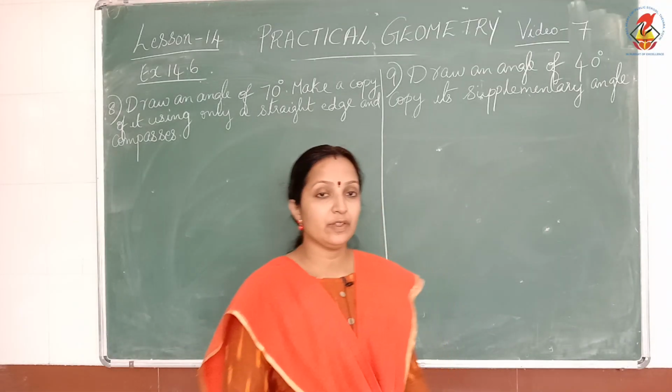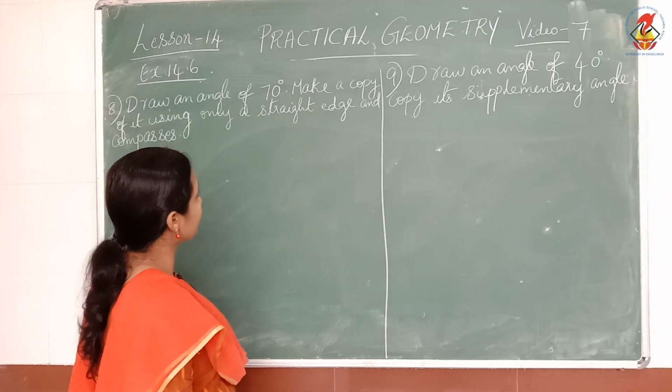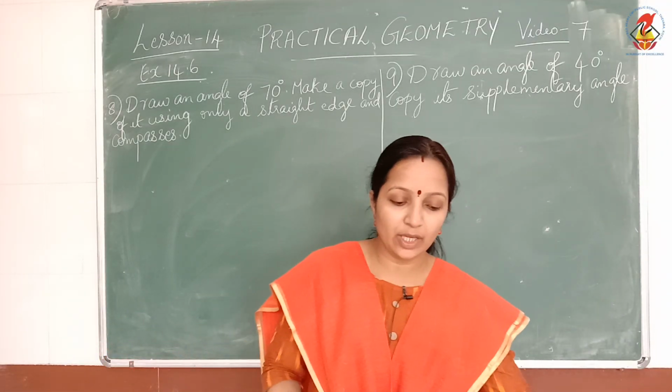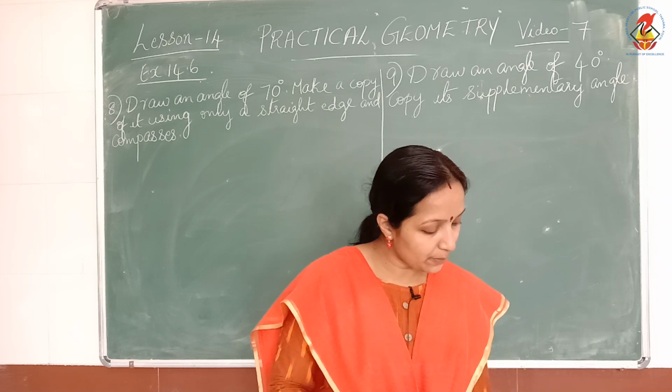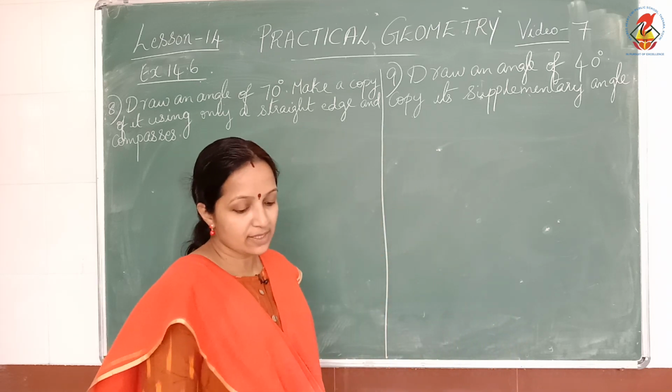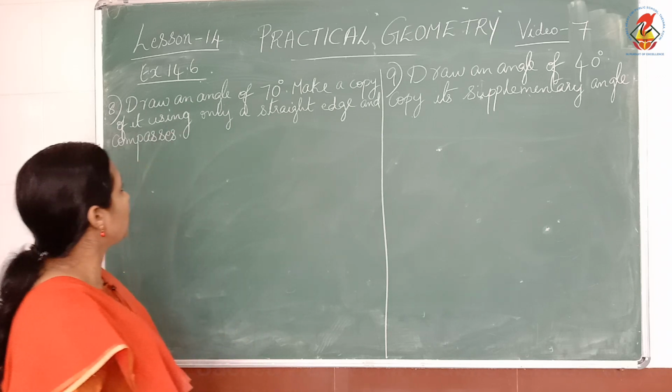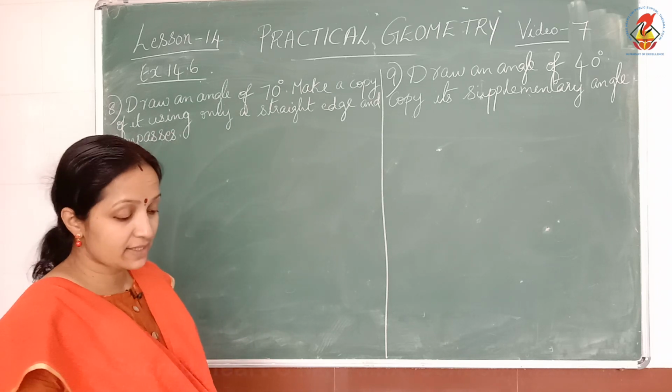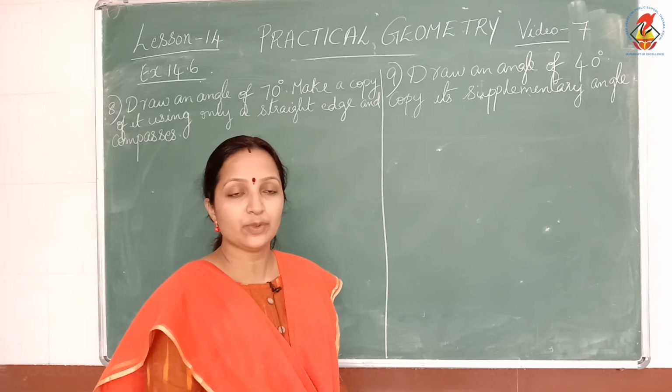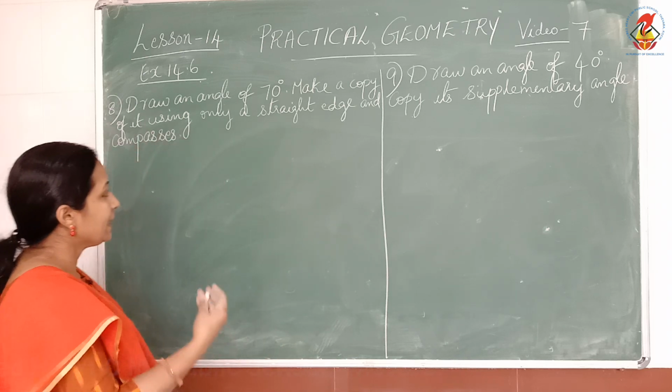Hi children, today we will do exercise 14.6 question number 8 and 9. Now you have to construct the copy of the given angle. What is the angle given here, children? Draw an angle of 70 degrees. First you have to draw an angle of measure 70 degrees.